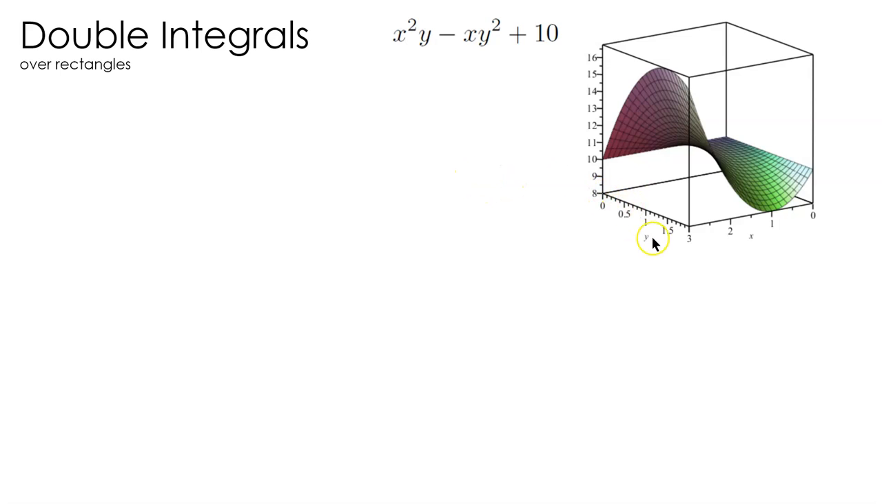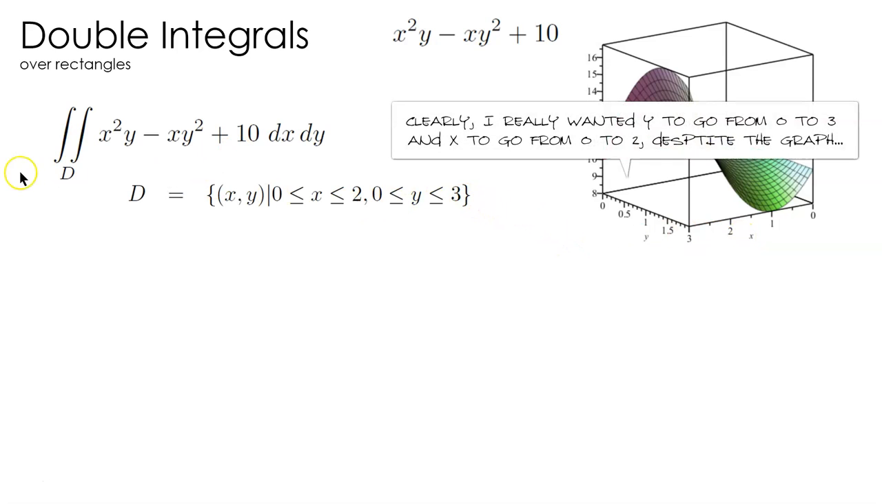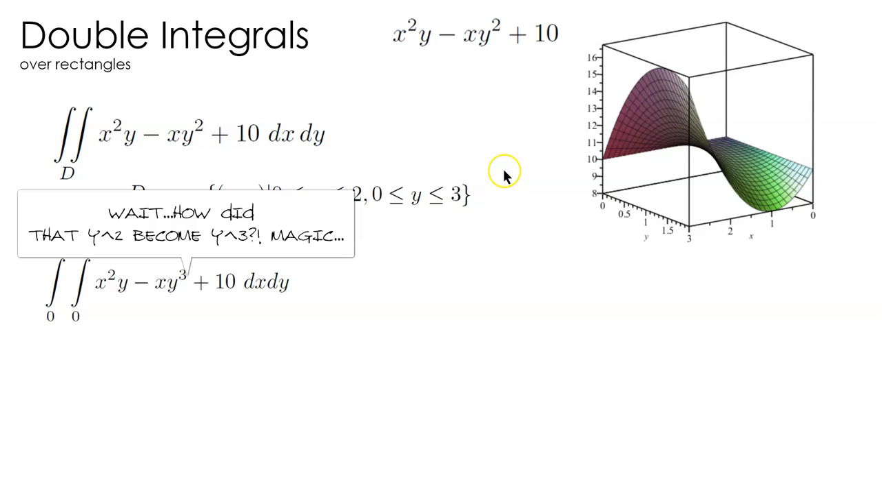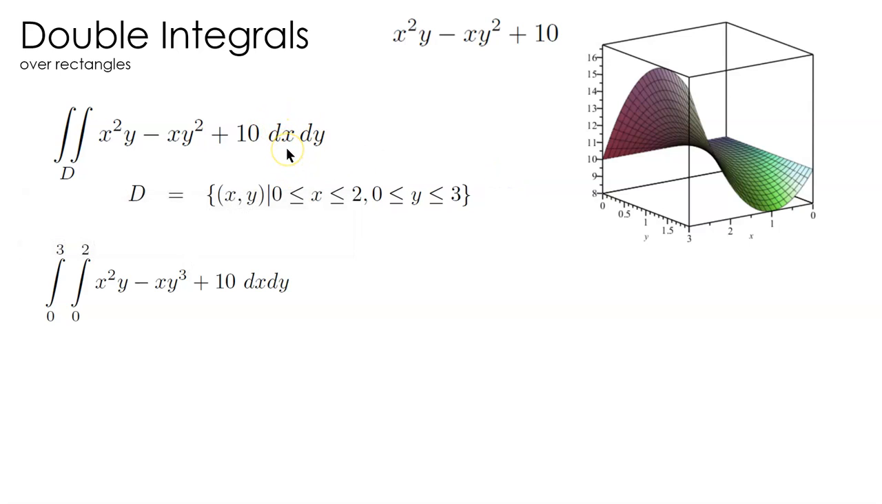It looks like y is going from 0 to 2, x is going from 0 to 3. So this is how we would look at this. We would say I'm integrating over this region. I'm integrating with respect to x, with respect to y. I define the region so that x is between 0 and 3, and y is between 0 and 2. So this dx means I'm going to integrate with respect to x first.